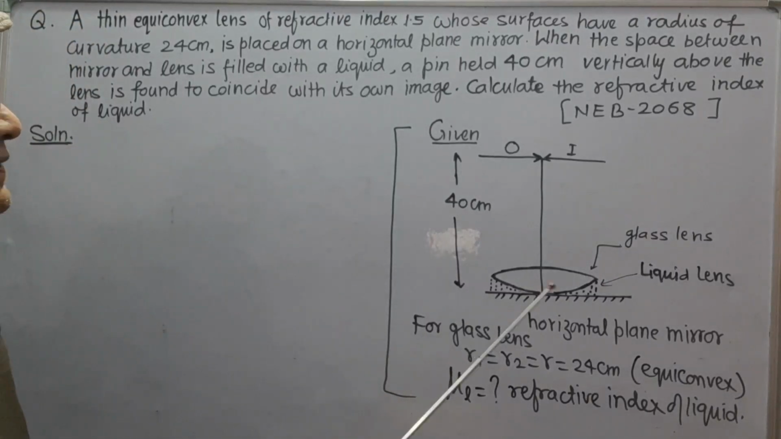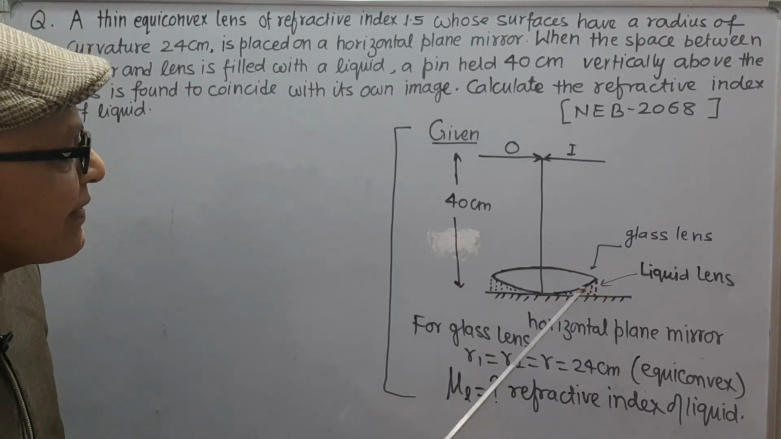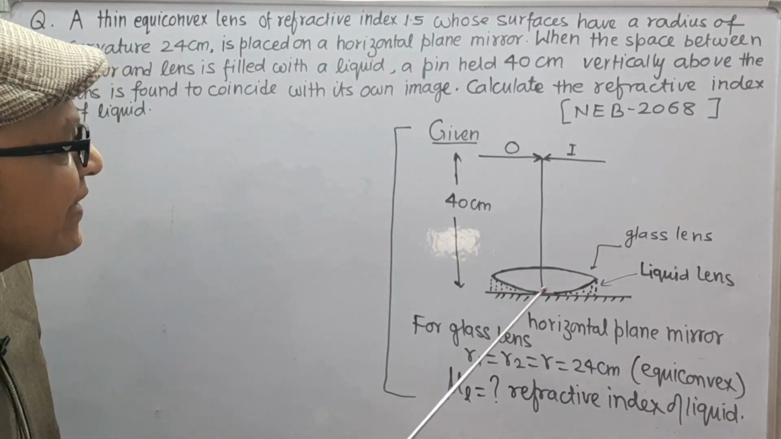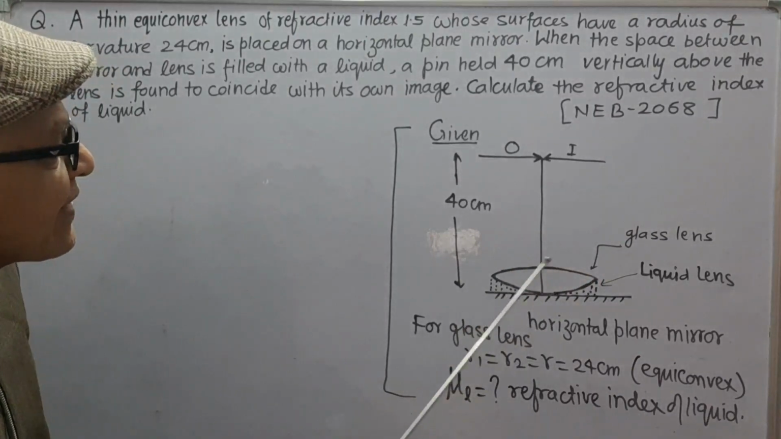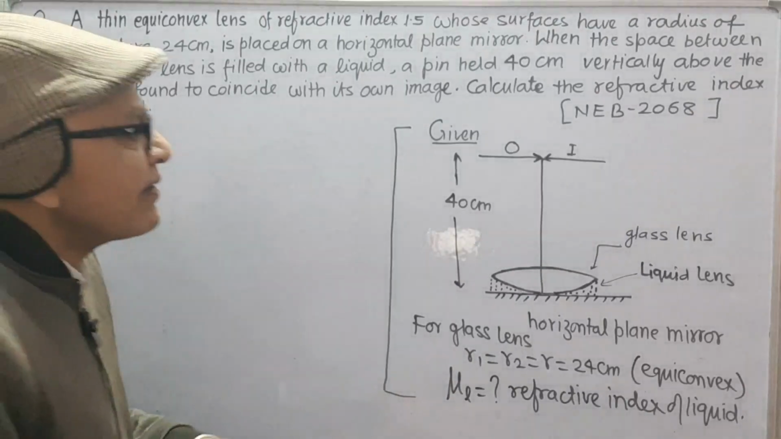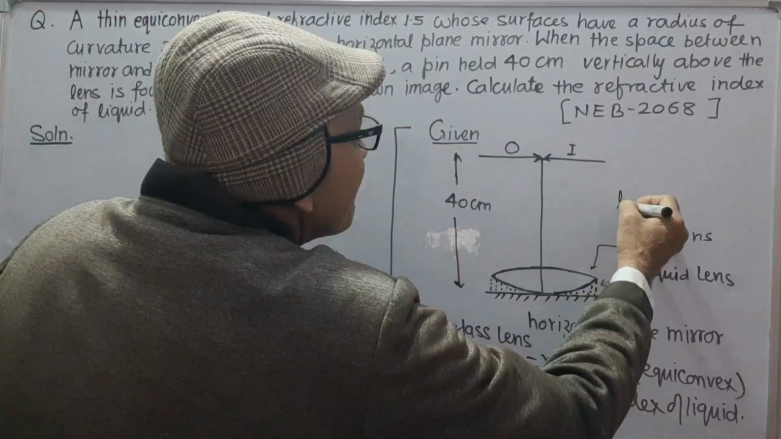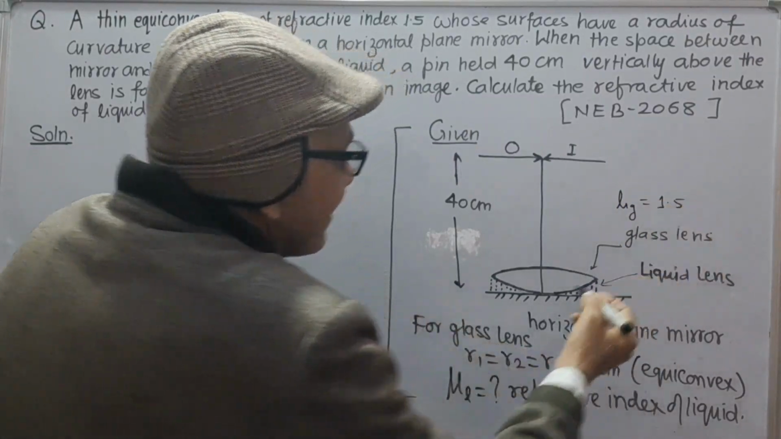Solution. Here in this diagram, this is a horizontal plane mirror on which an equiconvex lens of glass of refractive index 1.5, mu g is given to be 1.5, is placed.